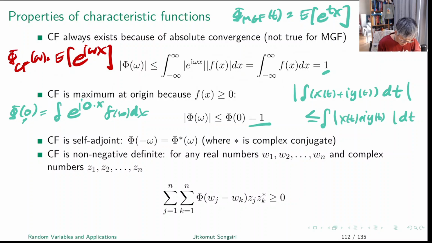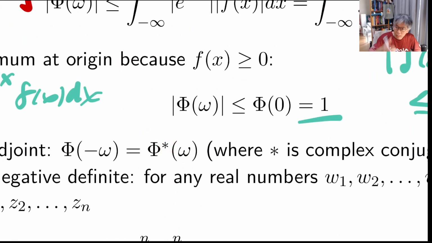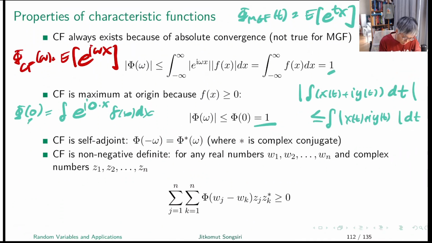The third property: the characteristic function is always self-adjoint. Self-adjoint in this context is similar to an even function definition. Phi at minus omega is the complex conjugate of phi. The star notation is simply taking the complex conjugate of that value.